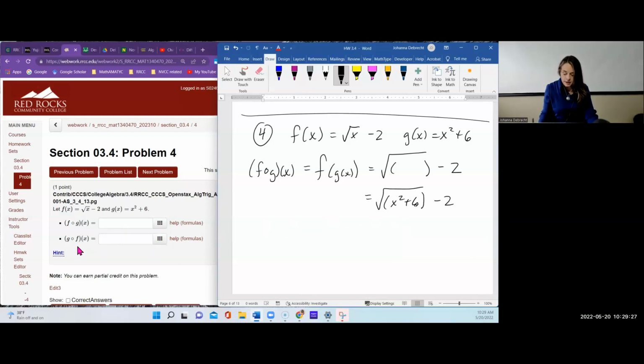When we look at the second part, we're to do g composed with f, which is in the second order. This means g is on the outside and f of x is on the inside. How do we evaluate that? This means instead that what we're going to do is take g and write it with empty parentheses instead of the variable, and then we're going to substitute f in place of the parentheses.